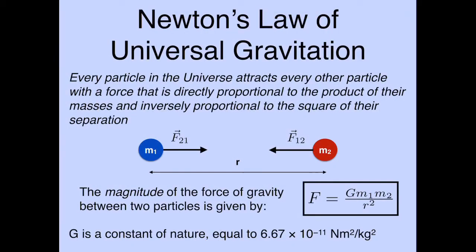Okay, so the next thing we'll talk about is the law of universal gravitation. So Isaac Newton, in addition to figuring out the laws of motion, was able to figure out a law that describes how the force of gravity actually works. What is the mathematical equation that describes the force of gravity between two objects?